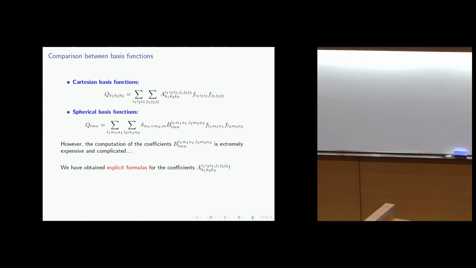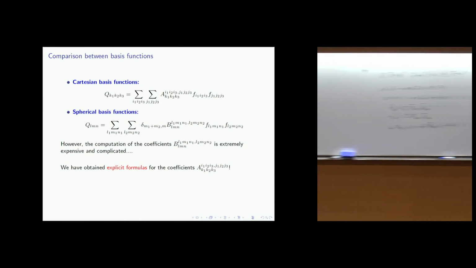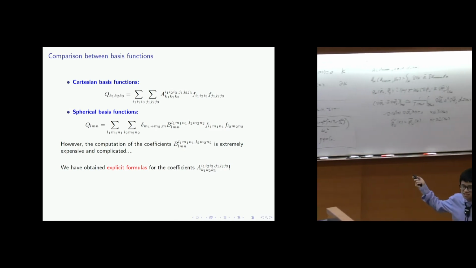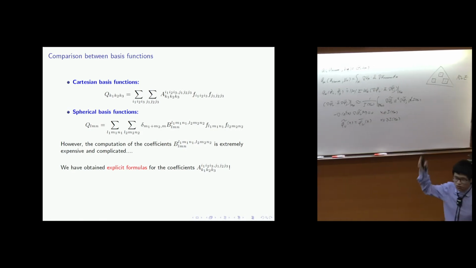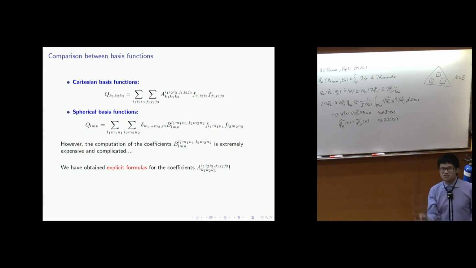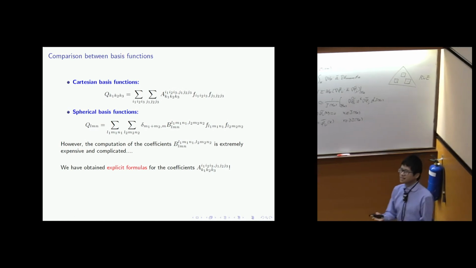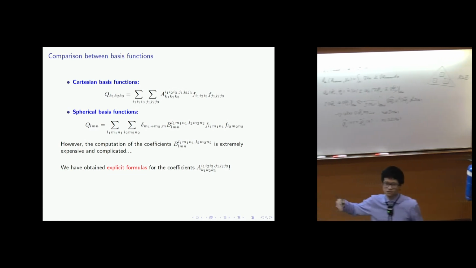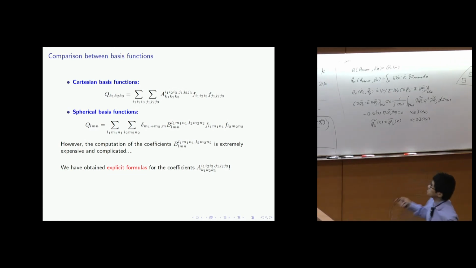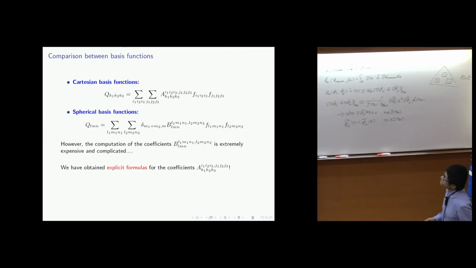But currently, we are still using this. And this is mainly because the computation of these coefficients is extremely difficult. And it's also very expensive. We don't have a very straightforward way to find these coefficients. So first, you can see that the number of these coefficients is O(n) to the 9. And for each coefficient, if you want to find the value, then you need to do a lot of numerical integrations. So this is too expensive.